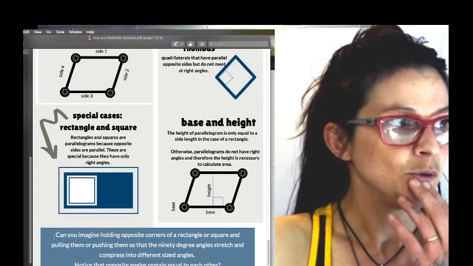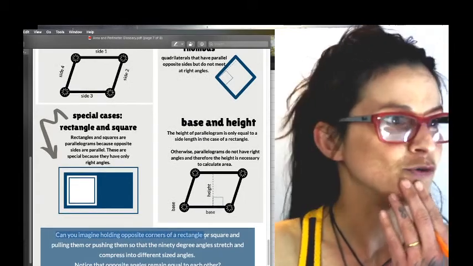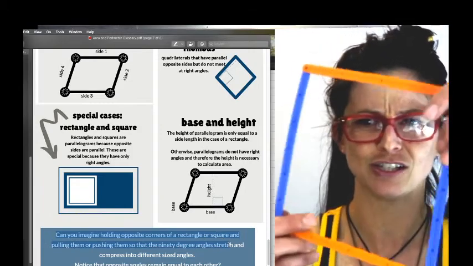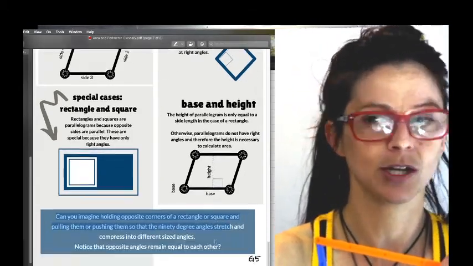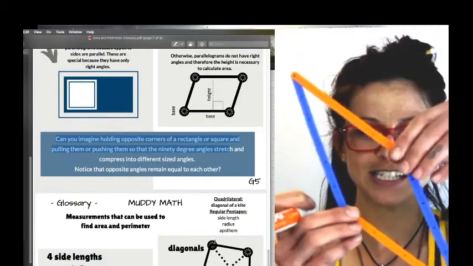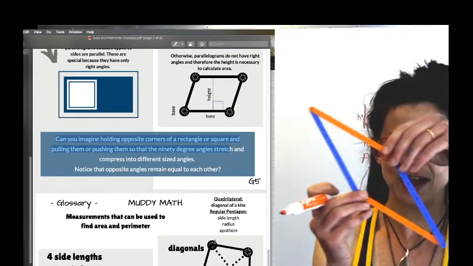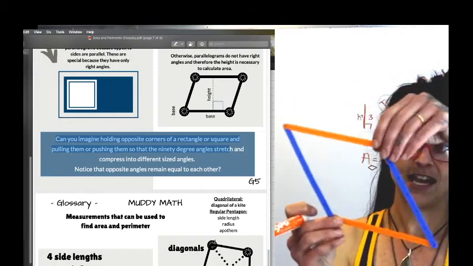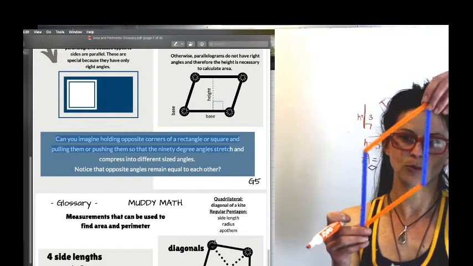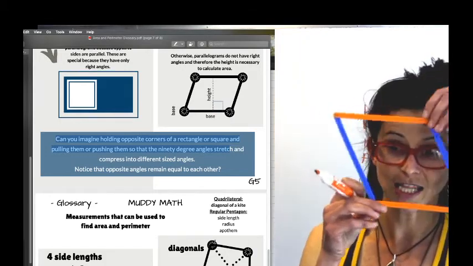So like I said, can you imagine holding opposite corners of a rectangle or a square and pulling or pushing them so that the 90-degree angle stretches and compresses into different size angles? Could you imagine doing that? I'm lucky I have these Exploragons, but maybe you can do it with paper clips or create your own Exploragon at home to explore polygons.